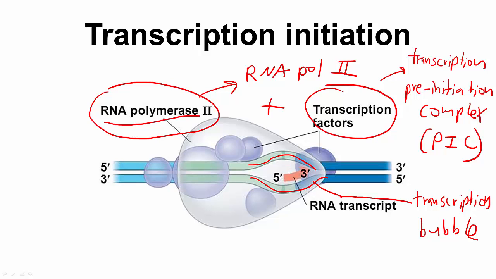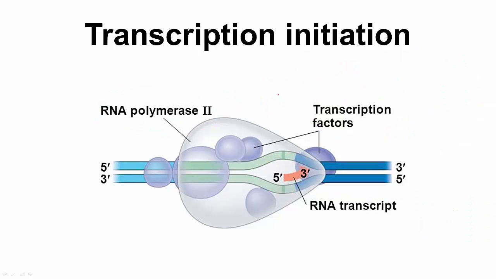The first RNA nucleotide base pairs with the DNA nucleotide at the transcription start point, which I mentioned in the previous slide. So right here, we have the first RNA nucleotide base pairing with the DNA nucleotide at the transcription start point. And the RNA grows in this 5' to 3' direction. The RNA grows as more nucleotides base pair with DNA and are added to the RNA transcript.